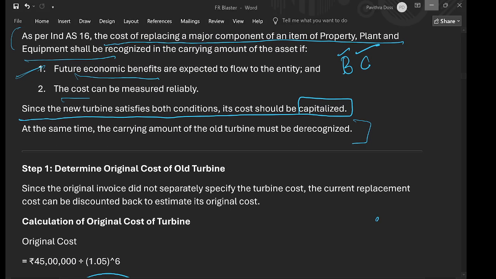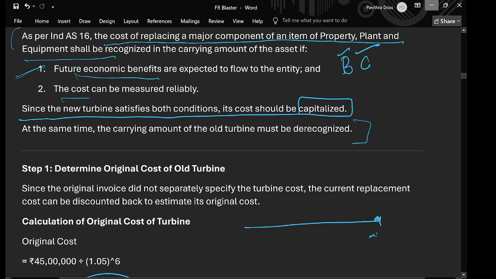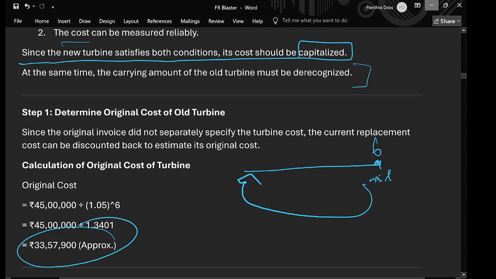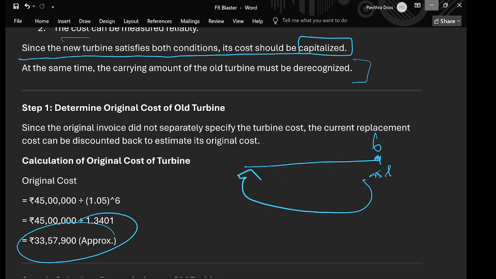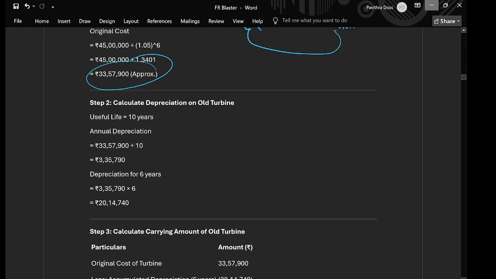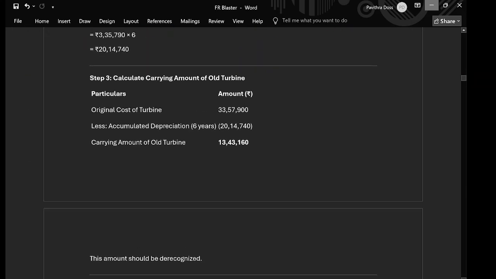But suppose the same thing: in the sixth year, we know that the value is 45 lakh, and the first year, if we find its value, it is 33,57,900. So this is included in the value of 1 crore. Now let us find the depreciation and the carrying amount of it. So 1 crore, if you are depreciating, the value of it is coming to be 40 lakh.